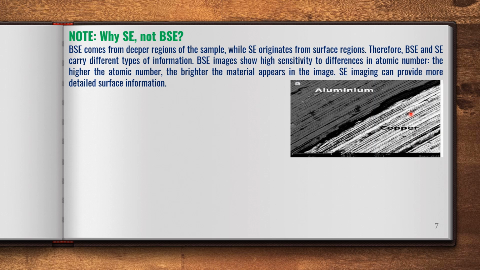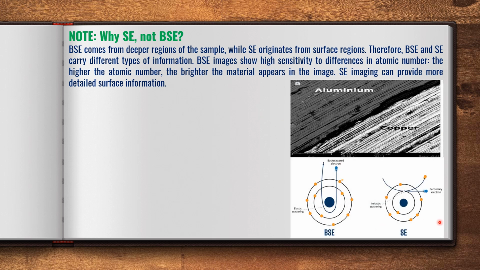So in SEM, we collect the secondary electrons to obtain the complete information related to the surface. For example, as discussed, the BSE signal changes for different samples. Here they are copper and aluminum. Aluminum has a low atomic number compared to copper. Because of that, copper appears as a brighter image compared to aluminum. This is because BSE depends on atomic number.